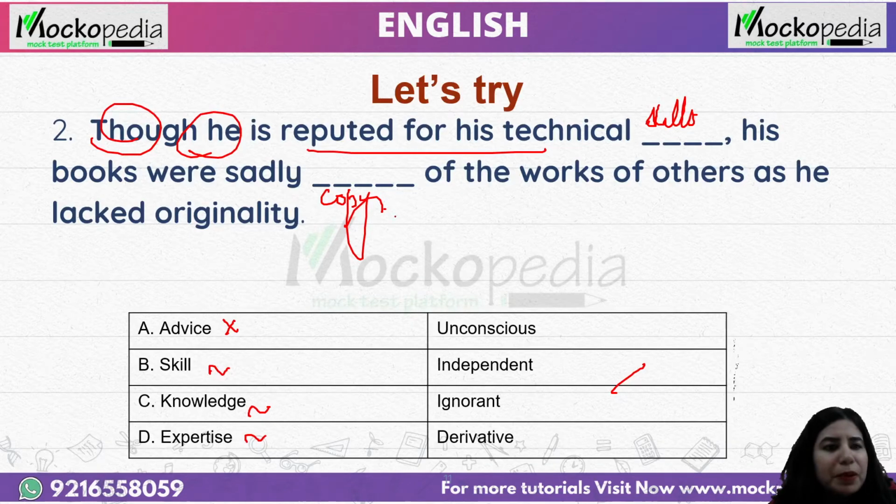So copy or replica, and then there is this transition "though". That he was known for his technical skill, but still his work was a copy, right? That was not original, right? That is given in the sentence, it lacked originality.